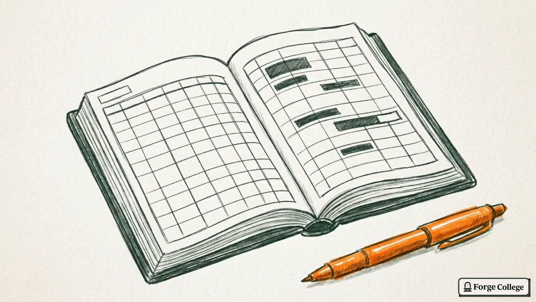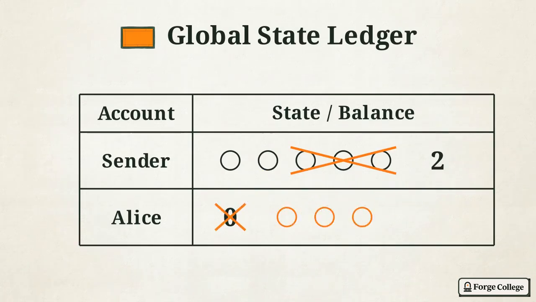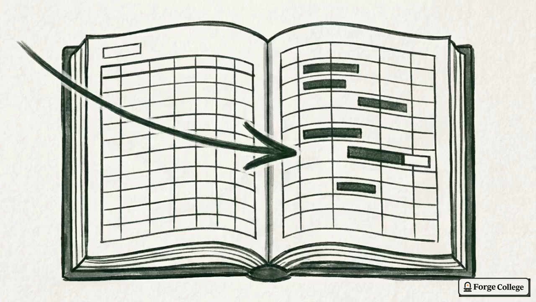Let's start with this drawing. This represents the account model, which Ethereum uses. It functions as a giant global ledger. Notice your assigned row tracking your balance of 5 coins. To send 3 coins to Alice, the network crosses out your 5, writes 2, drops down to Alice's row, crosses out her old balance, and adds 3. We call this an in-place update. The network changes a single central state on the page, acting as the absolute source of truth.